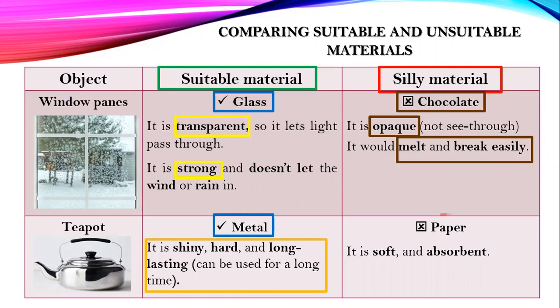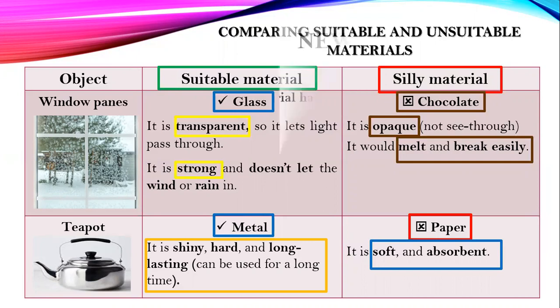But what do you think about paper? Shall we use it in making teapots? Of course, no. Papers are soft, absorbent, and can be burnt easily if you place them on fire. So paper is considered a silly material. We cannot use it in making teapots. Did you get the idea of comparing suitable and unsuitable materials?